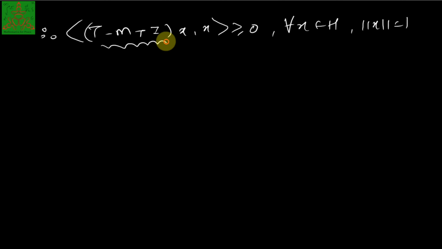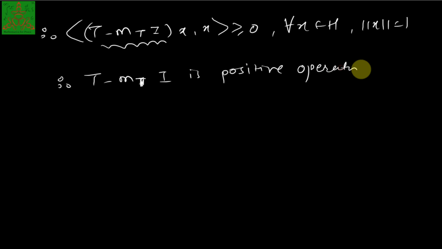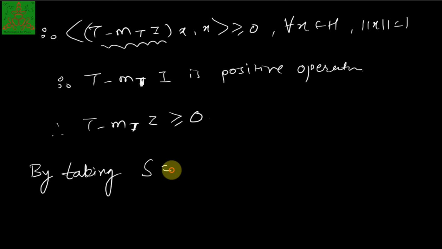and T − mI is self-adjoint. So I can say that T − mI is a positive operator. That is the definition of a positive operator. I can say that T − mI is greater than or equal to 0. By taking S equal to T − mI, I want to apply the generalized Schwarz inequality. So let us recall what the generalized Schwarz inequality says.